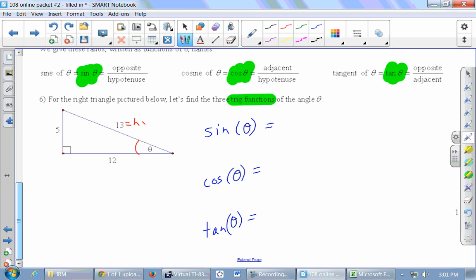That's the 13. The 12 must be the adjacent. It's right next to the theta. And then the 5, therefore, is the opposite, the one far away from the theta. So if we do sine, looking up above at the top left, it says it's opposite over hypotenuse. Opposite is 5, hypotenuse is 13. We're done. Sine of theta is 5/13. Pause the video, see if you can fill in the other 2, and then come back.